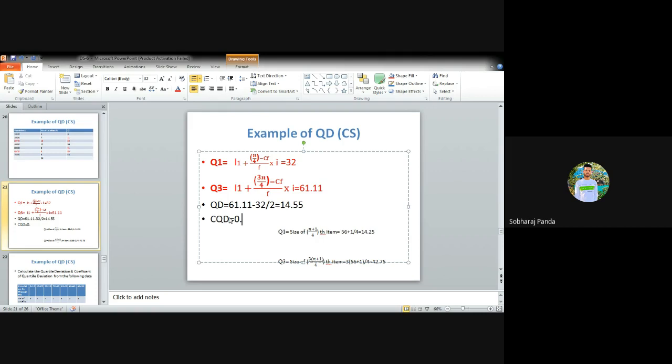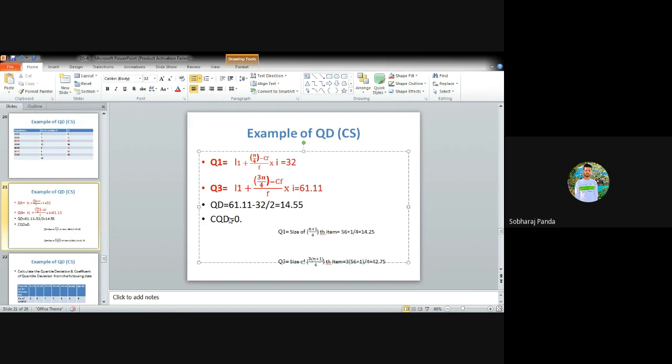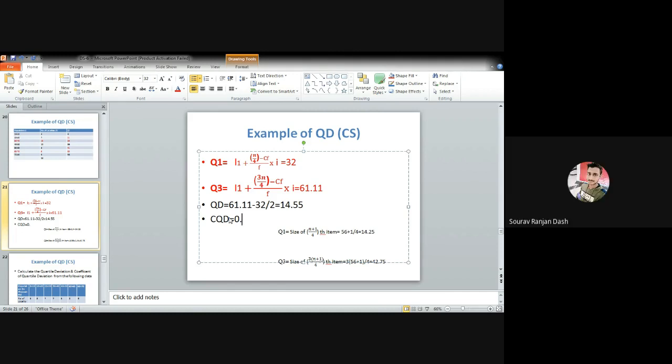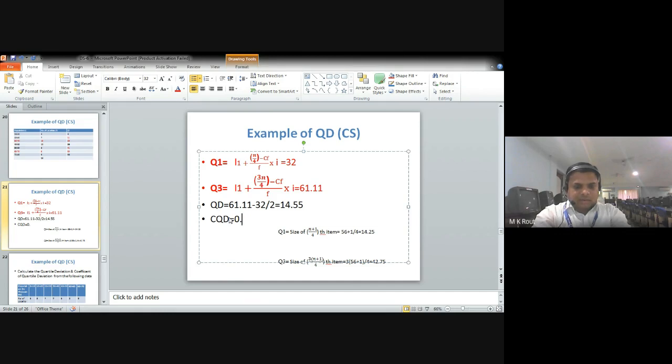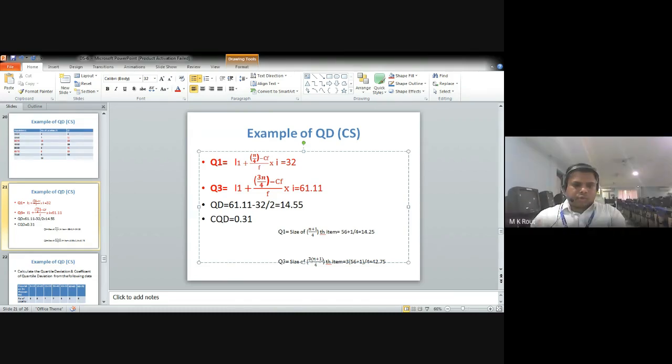CF is divided from n by 4 or n plus 1 by 4. So n by 4 is in the formula, n plus 1 by 4 is for the size. First finish what is in the bracket. In this case, first 3 into 56 divided by 4. Whatever comes out, you subtract CF. Sir, 42 minus 41. Yes, 42 minus 41, divided by 9 into 10. What is the answer for coefficient of quartile deviation? 0.31. I will call one by one those who are complete.